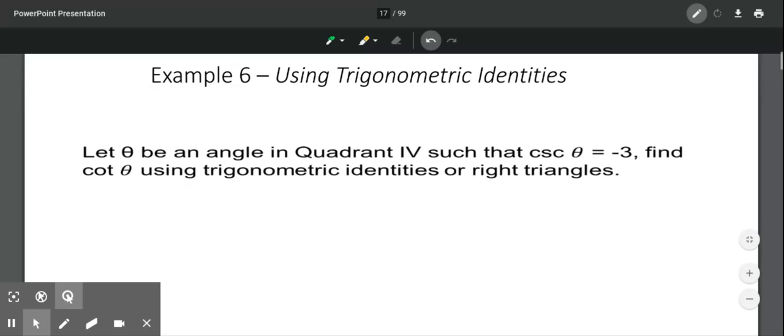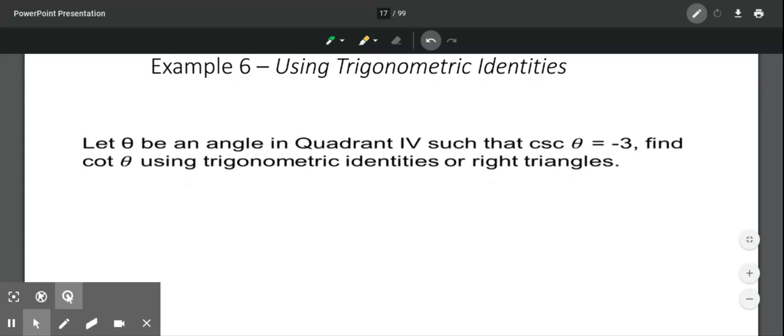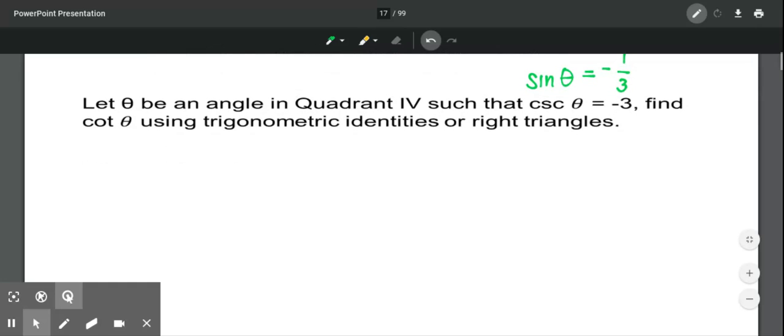So moving on to our next example, it says let theta be an angle in the fourth quadrant such that the cosecant of theta is -3. So if cosecant's -3, then we know that the sine is -1/3 because they're reciprocals. And we need to find cotangent using trig identities or right triangles. So I'm going to show you both ways. So if we were using identities, then that's using your formula sheet.